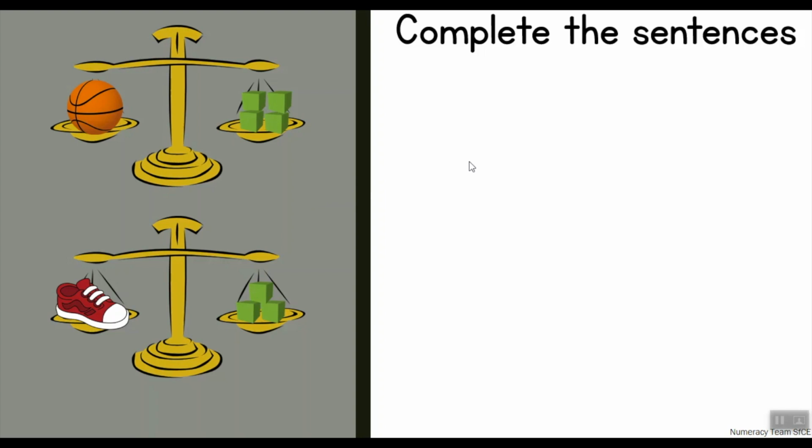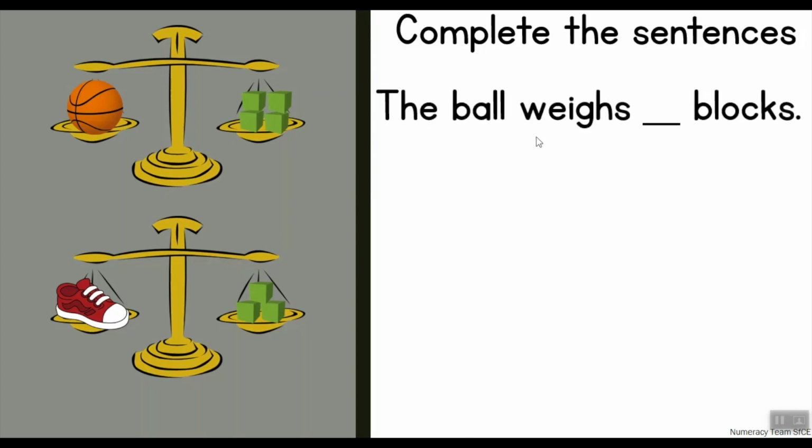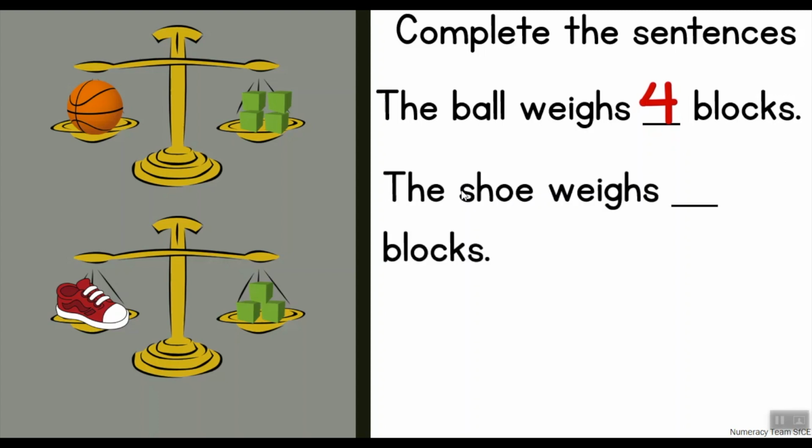The first sentence is, the ball weighs blocks. So let's look at the first balance scales. There are 4 blocks balancing the ball. So we can say that the ball weighs 4 blocks. Let's see the next sentence. We read, the shoe weighs blocks. Okay, so how many blocks does the shoe weigh? The shoe weighs 3 blocks.